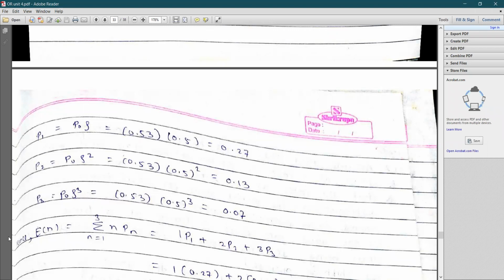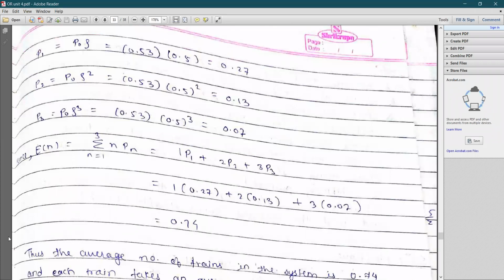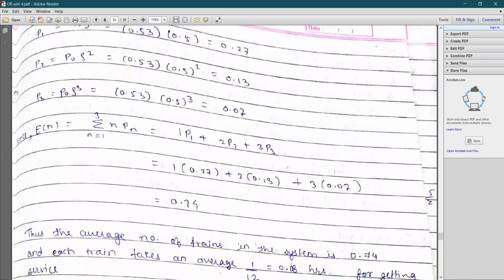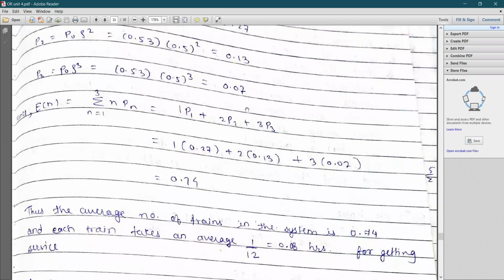Then we find E of n, meaning the average number of trains in the system. E of n is equal to, how many trains are in the system? 3. Therefore, the sum of n from 1 to 3 of n Pn. Putting the values: 1 into P1 plus 2 into P2 plus 3 into P3. The value of P1 you found above is 0.27, plus 2 into the value of P2, 0.13, plus 3 into the value of P3, 0.07, and after addition we get 0.74. Thus the average number of trains in the system is 0.74.